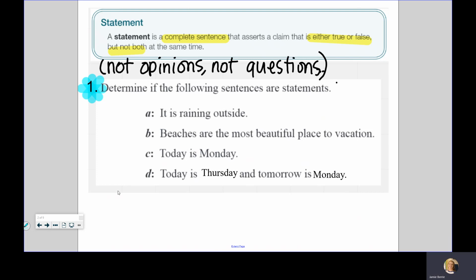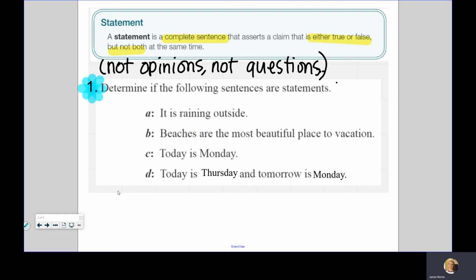All right, so the question says, determine if the following sentences are statements. And then we have statements A, B, C, and D. Typically, we will refer to statements by a lowercase letter. And that way we can just refer back to them later without having to rewrite the whole sentence.